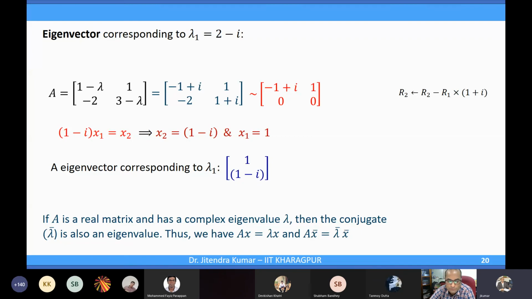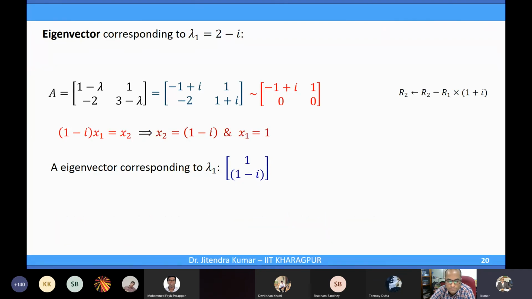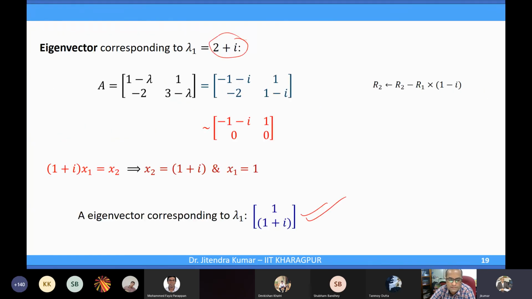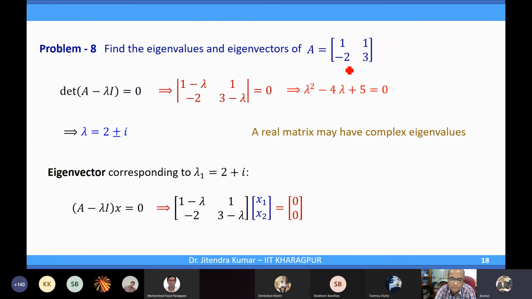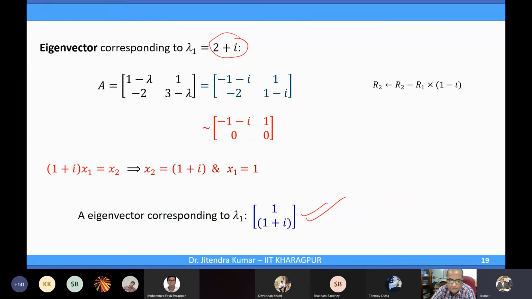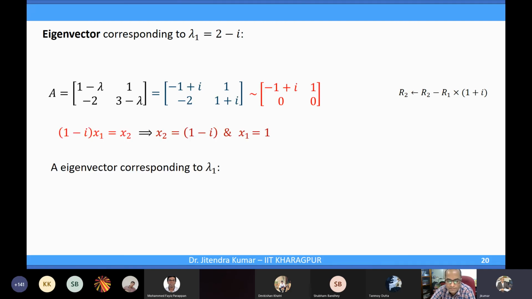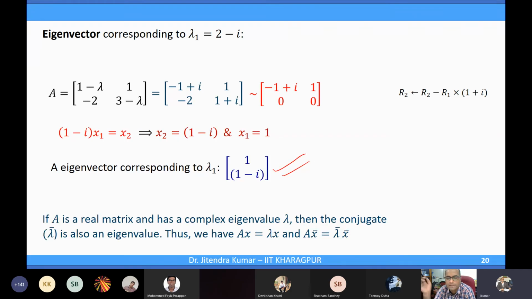Can you please repeat the last part once, because I was not able to connect to Teams properly. There is nothing much. It's just an example we have taken here. This was example 1, 1 minus 2, 3 with real entries. You got two eigenvalues, 2 plus minus I. Same calculations as we are doing, nothing new here. So lambda 1, 2 plus I: corresponding to this, you got the eigenvector 1 and 1 plus I. And similarly, corresponding to 2 minus I, you can compute it's 1 and 1 minus I.